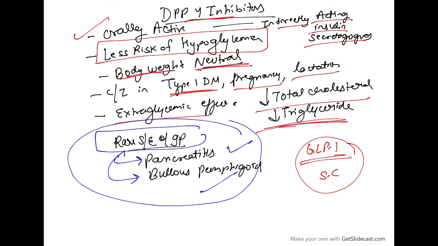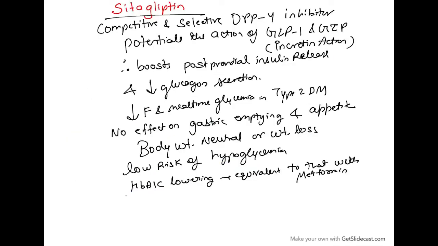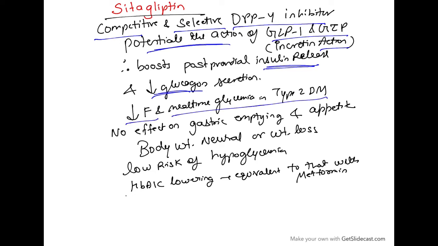Now let us see the drugs one by one. The first one to discuss is Sitagliptin. Sitagliptin is a competitive and selective DPP4 inhibitor. ठीक है, तो competitively and selectively यह DPP4 एंजाइम को इनहिबिट करेगा, तो इससे incretin action potentiate हो जाएगा, GLP-1 GIP का, as we have seen. Then what will happen? The insulin will be released and glucagon will be decreased. So it boosts the postprandial insulin release and decreases glucagon secretion. So it will decrease the fasting as well as mealtime glycemia in type 2 diabetes mellitus.